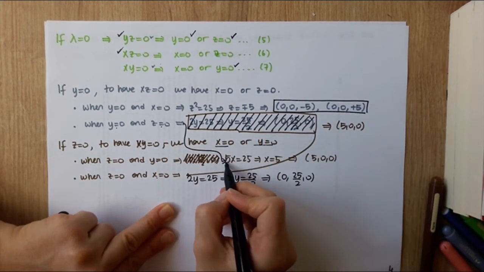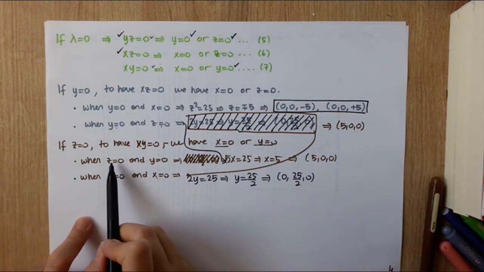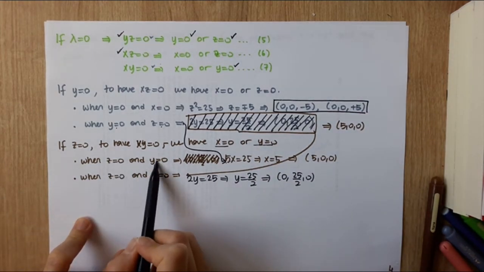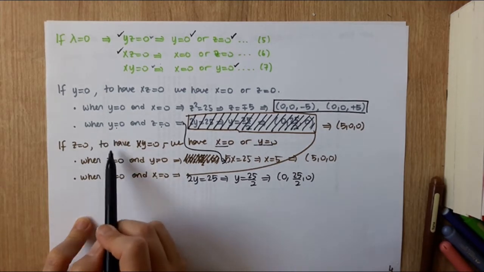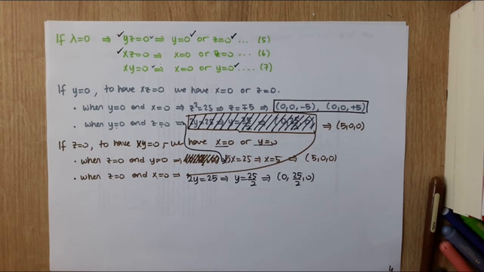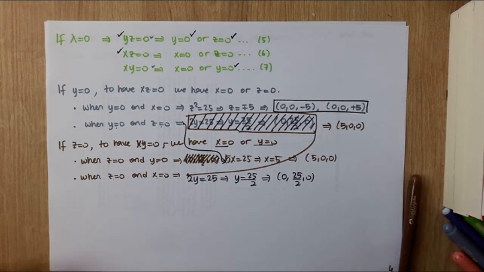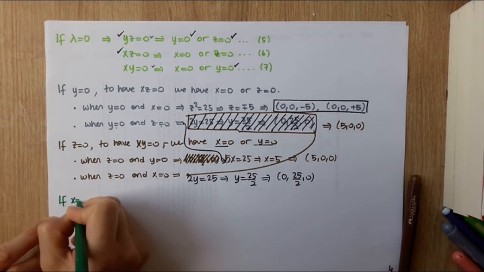Solution of this case is here. 5x equals 25. When z and y are 0 at the same time, it turns to that case, so I can write the result directly here. Okay, so we have one more case, because x can be 0 also.